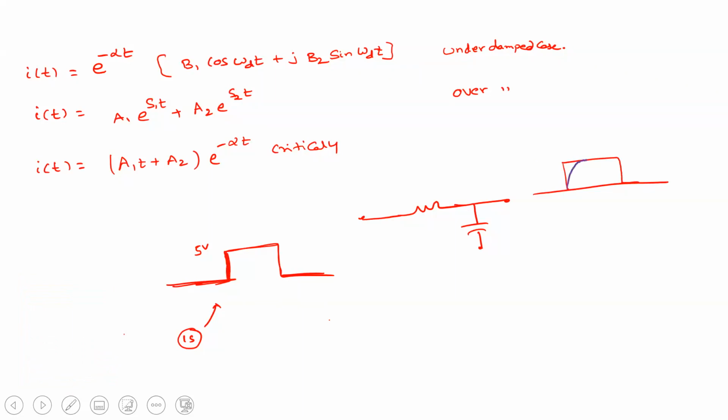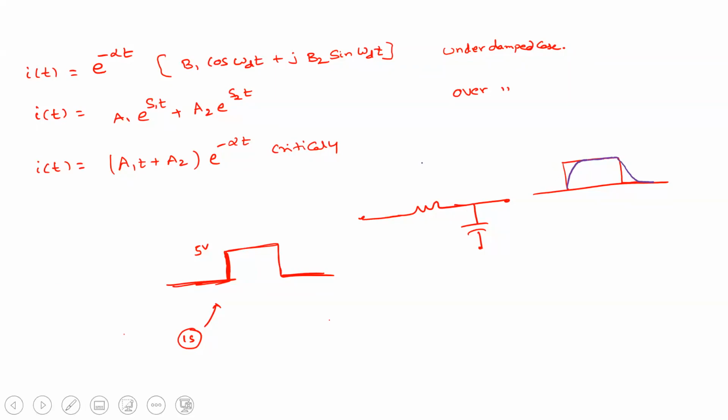Agree? This pulse is delayed here and it is moving like this. So this is the response of the RC circuit. The red one is the original pulse, and this one is the delayed pulse. Understood? So this RC is causing some time delay.